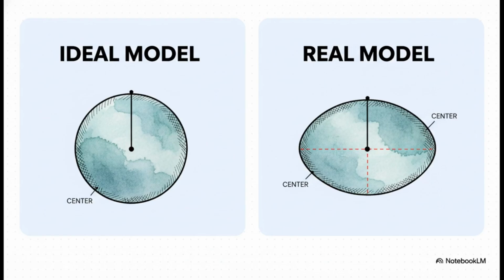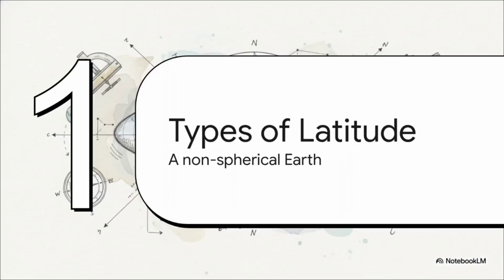What's more, the mass inside the Earth isn't distributed evenly. This means the local gravity vector, that plumb line we talked about, doesn't necessarily point to the geometric center anymore. And it's not even necessarily perpendicular to the spheroid's surface. And this departure from a perfect sphere has a really profound consequence. It means that for any single point on the Earth's surface, our simple concept of latitude has to be broken down into three distinct, non-equivalent definitions.